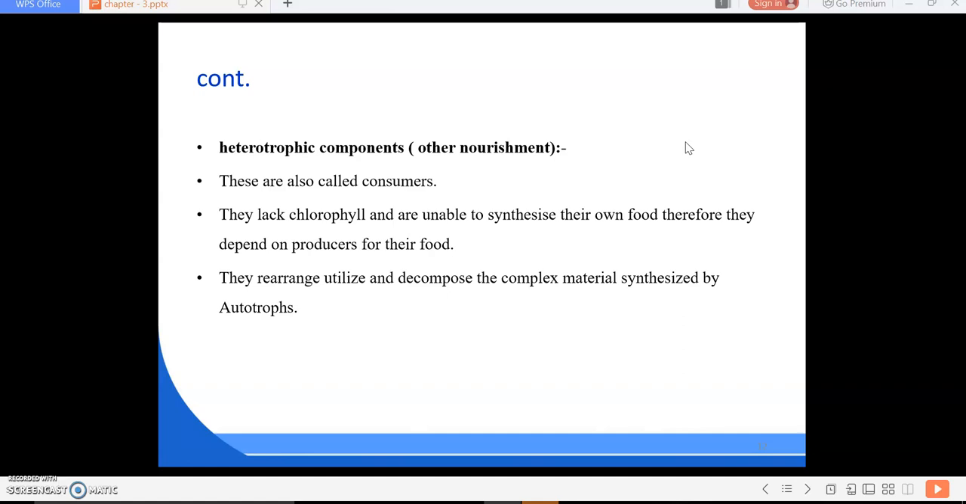Therefore, they depend on producers for their food, because consumers cannot synthesize it. We are the consumers and we cannot synthesize our own food, so we are fully dependent on the producers. They are the autotrophs, which can produce their own food by using sunlight in a process called photosynthesis.